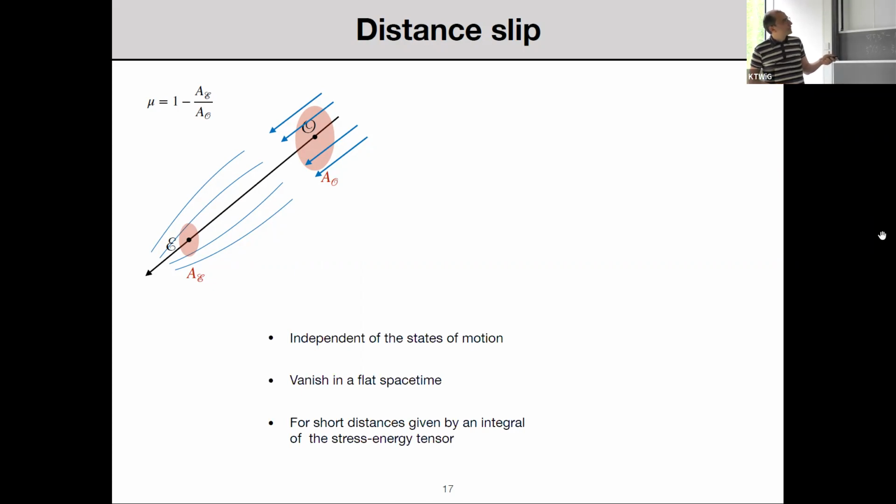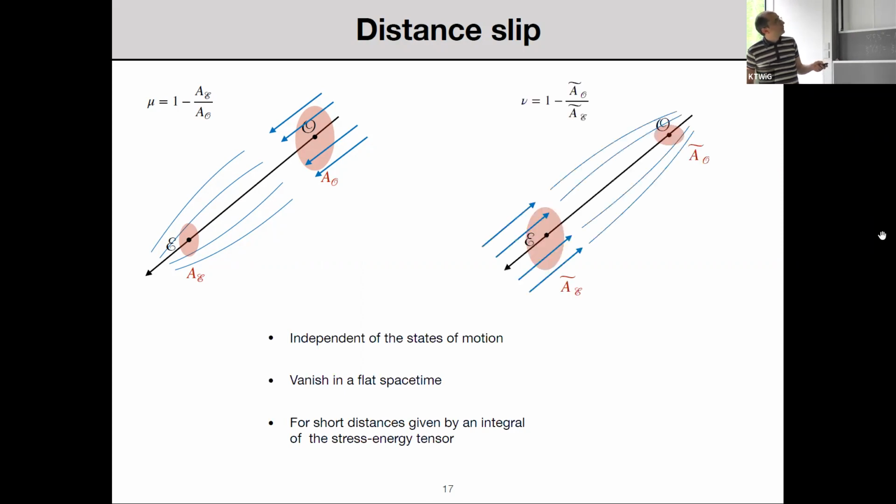The funny thing is that this quantity is independent of the states of motion of both the observer which calculates this value at O, and the observer which calculates it at E. It vanishes in a flat spacetime, and for short distances, you can show that it's an integral of the stress energy tensor. You can also find an analogous quantity where the congruence is initially parallel at E, and again you get a scalar quantity measuring the impact of curvature in the other direction.